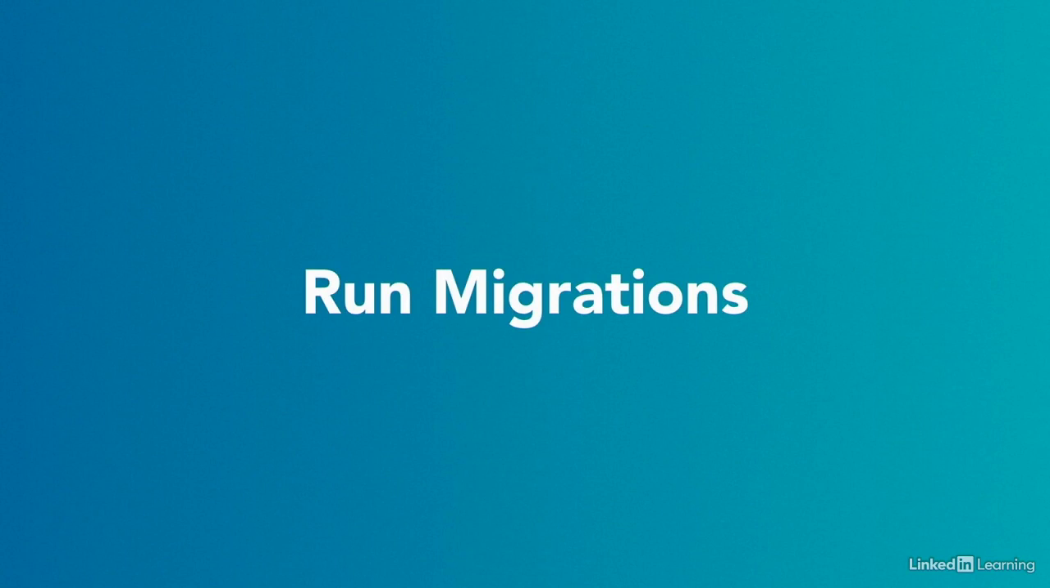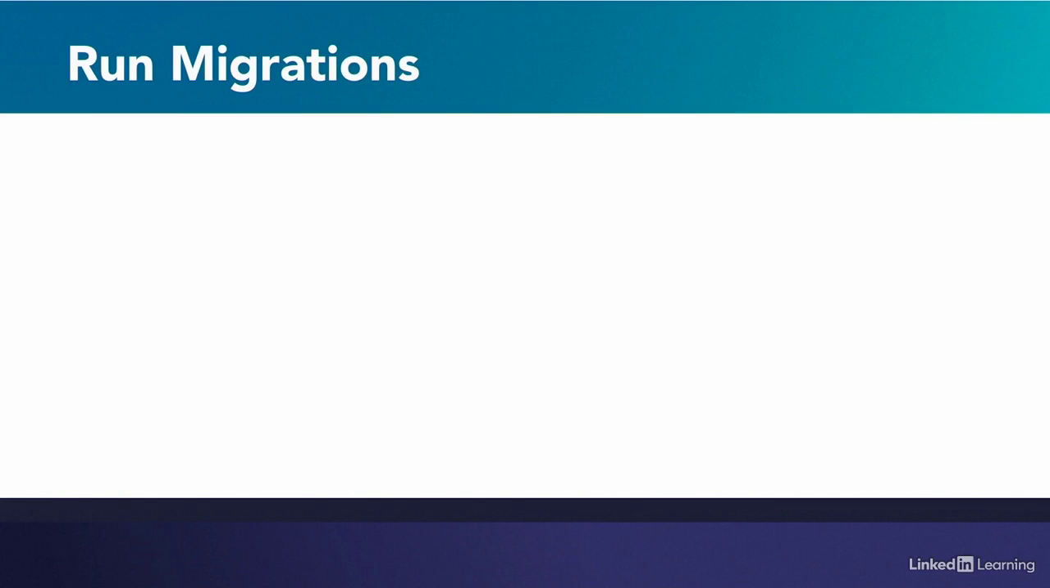Now that we've created migrations, we're going to learn how to run them. The way that we run migrations is by going to the command line to the root of our Rails project and typing rails db:migrate.